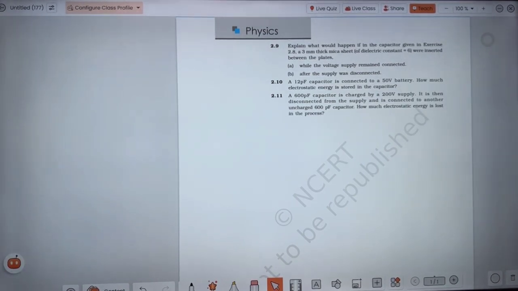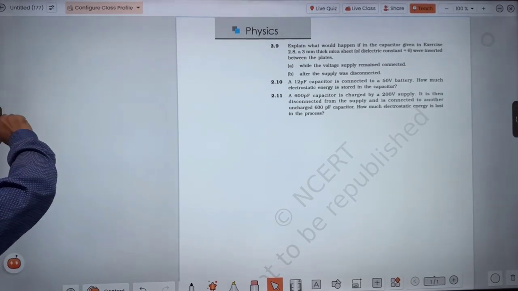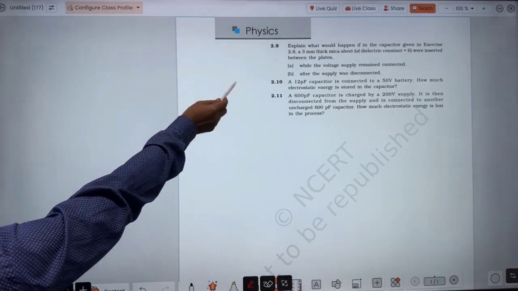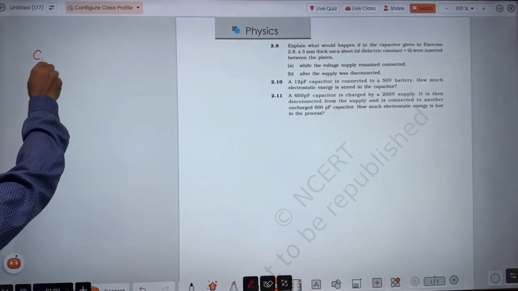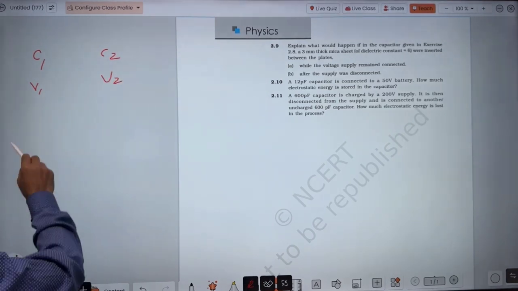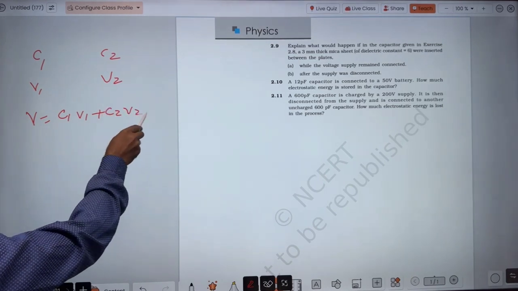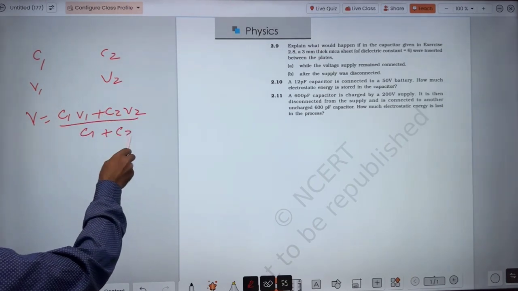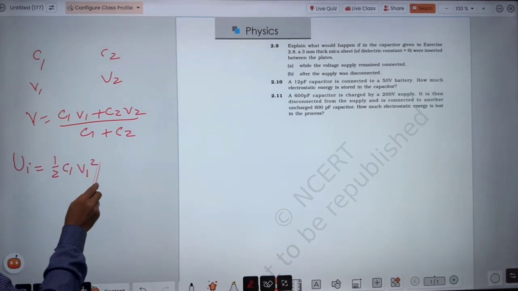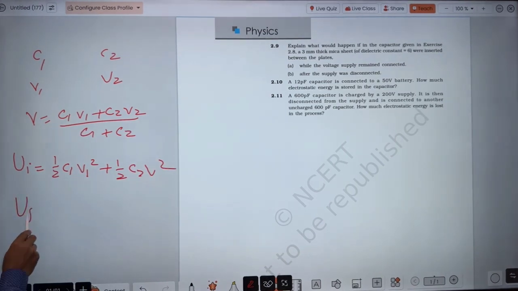Initial energy U initial will be half C1 V1 square plus half C2 V2 square. Final energy U final will be half of C1 plus C2 times V square, but V is this much. So 1 by 2 C1 plus C2 times C1 V1 plus C2 V2 divided by C1 plus C2, whole square. So this is the final energy, and this is the initial energy. Now, if you want to evaluate the energy lost, what do you do?